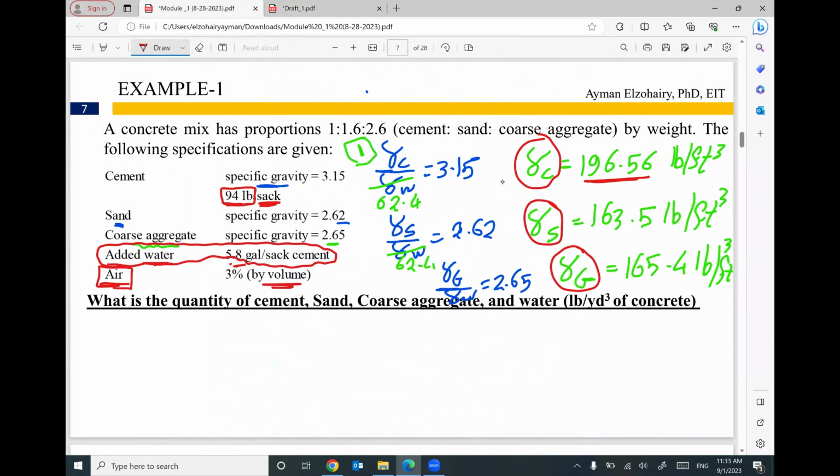This example, or this problem, is very important. This problem helps you to figure out the quantity of cement, sand, coarse aggregate, and water needed for your concrete pouring. How can I start? We have to find this information first. What is the ratio between these components? How much water am I going to use? And maybe we have air. So I first start to figure out the gamma of each material.